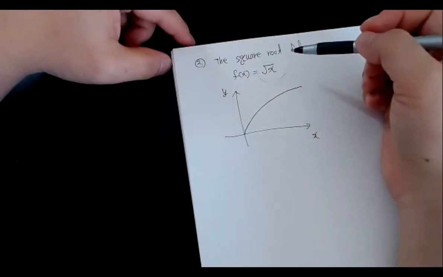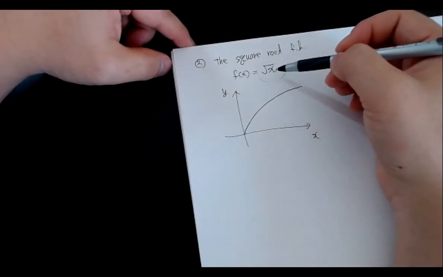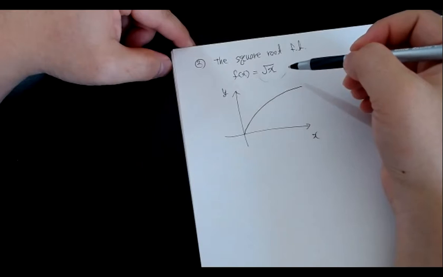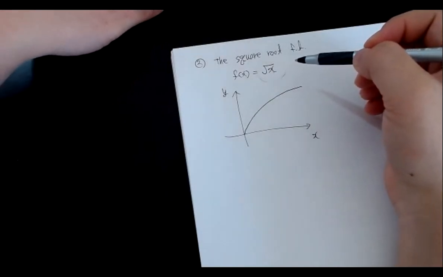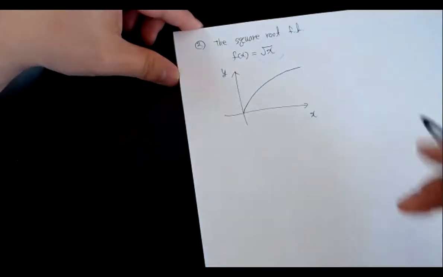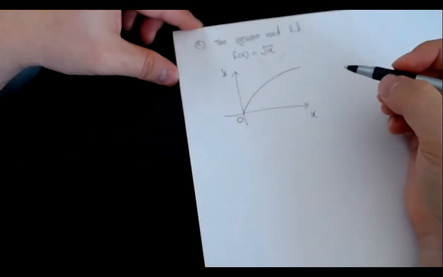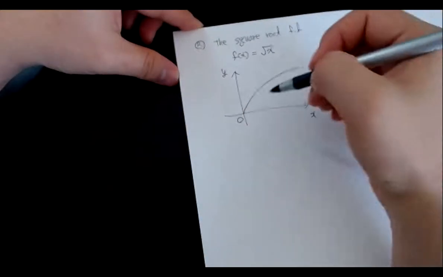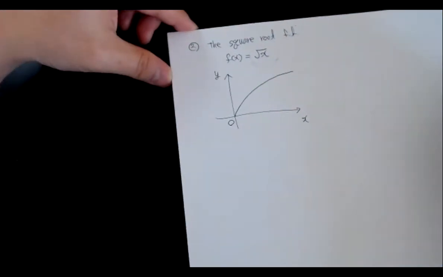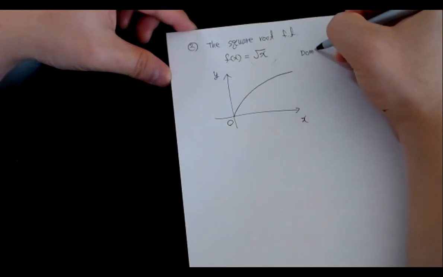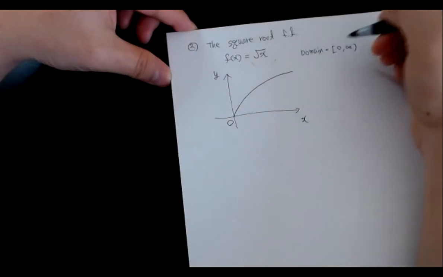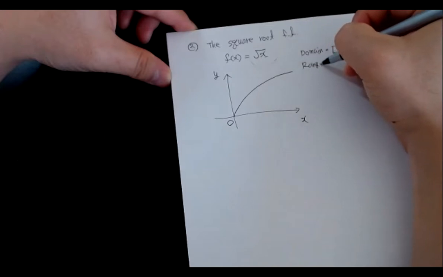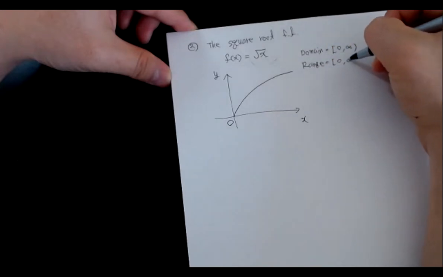So x must be greater than or equal to 0, because if x is less than 0, then we're going to get a complex number. We do not deal with complex numbers in this section. Let's keep it like this. So here's a 0. Now the domain, what is the domain here? That's going to be 0 to infinity, right? And the range is going to be 0 to infinity too.